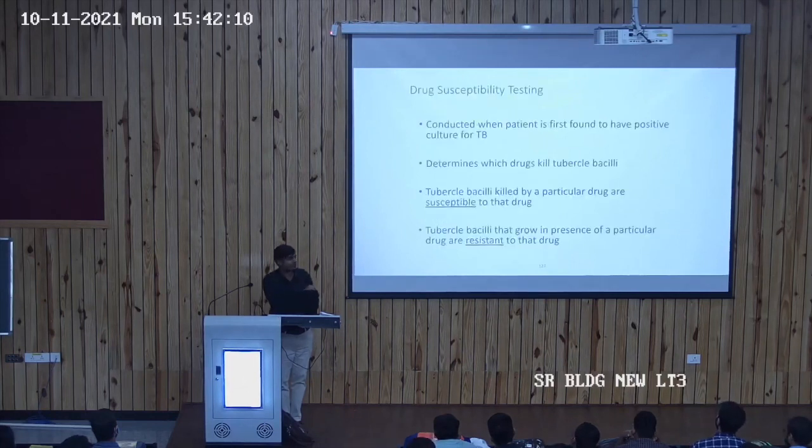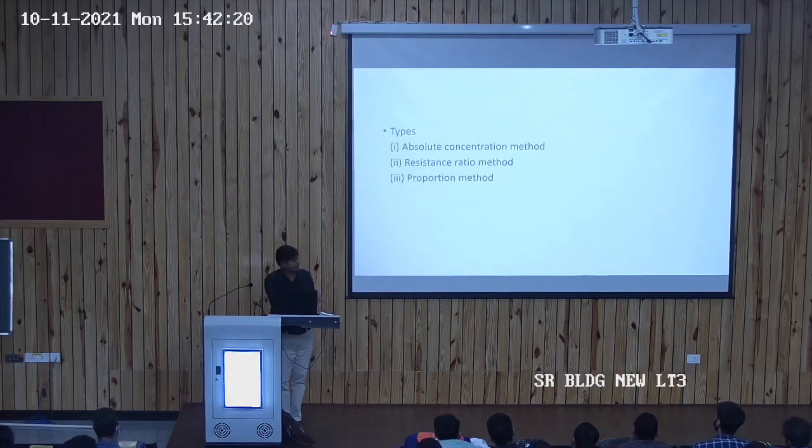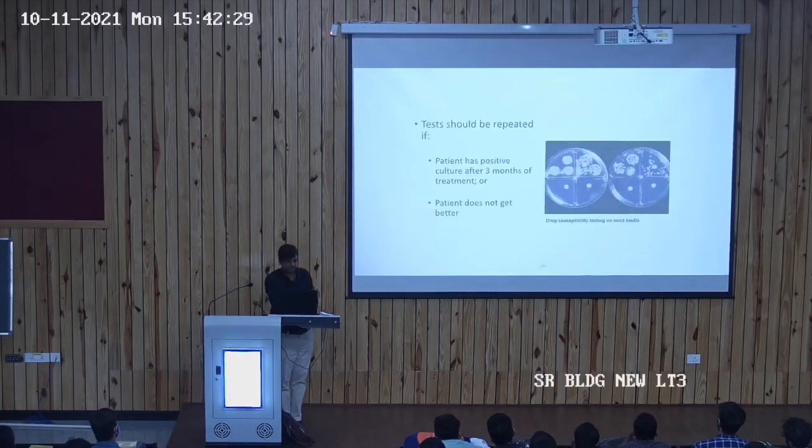And then we perform the drug susceptibility testing, meaning whether the organism is susceptible to the first line or the second line of the drug or not. These are the 3 methods by which we do it: absolute concentration method, resistance ratio method, and proportion method. The test should be repeated if the patient is positive after 3 months of the treatment and does not get better symptomatically.